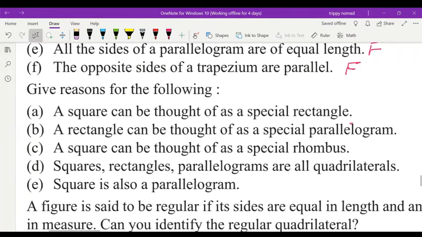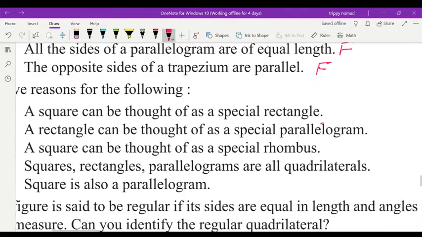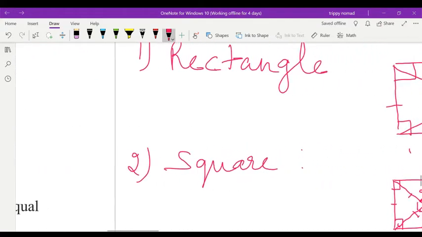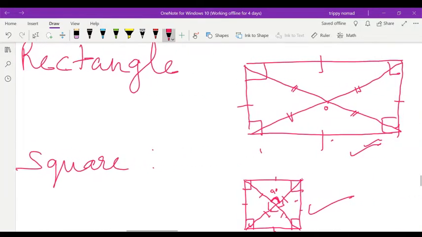So this you will have to write. You may rewind the video and write whatever I am explaining on the basis of that. Now, part B: a rectangle can be thought of as a special parallelogram. Yes, you can say that a rectangle is a special kind of parallelogram. Why, children? Because it fulfills the properties of a parallelogram.